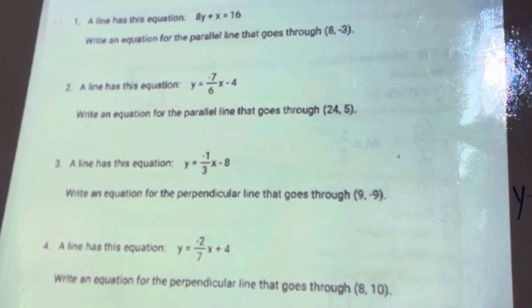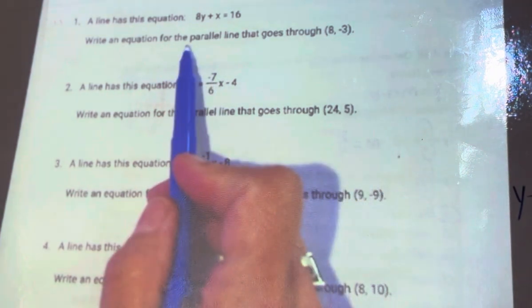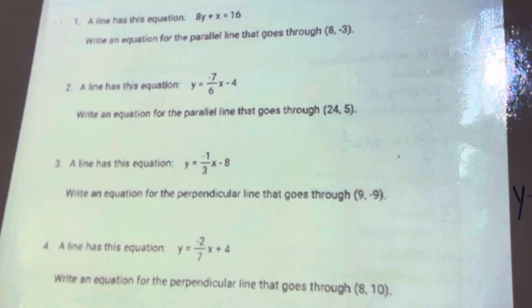So number 1. First off, you need to skim the next sentence, and is it parallel or perpendicular? Parallel. So if it's parallel, that means the slope is going to be what? The same. Ma'am, did you just say we're done? No, we're flipping it over and we're doing the other side. We're on number 1.